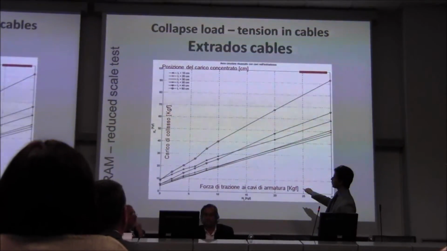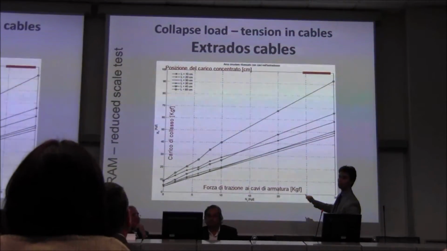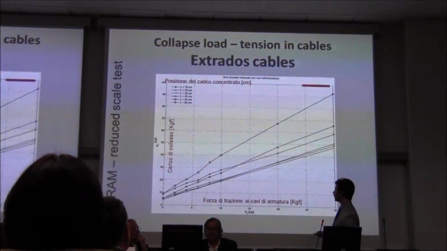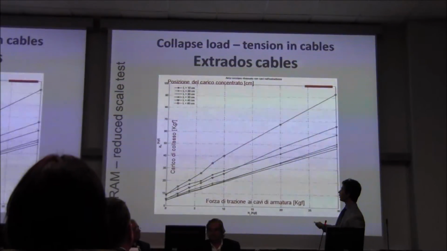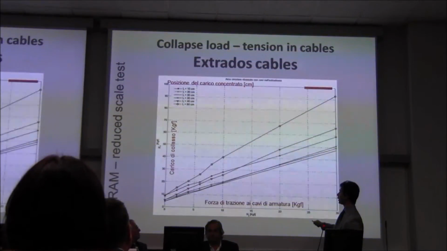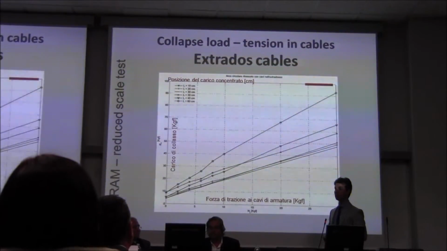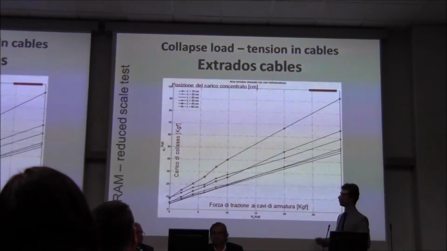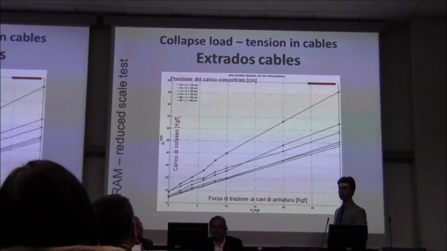We see on this graph, on this vertical axis, the collapse load of the arches. On this horizontal axis, the tension applied in the cable. As we can see, the relationship is linear, so that the more tension we apply in the cable, the more increase of collapse load we obtain. These are the curves obtained with different arches.